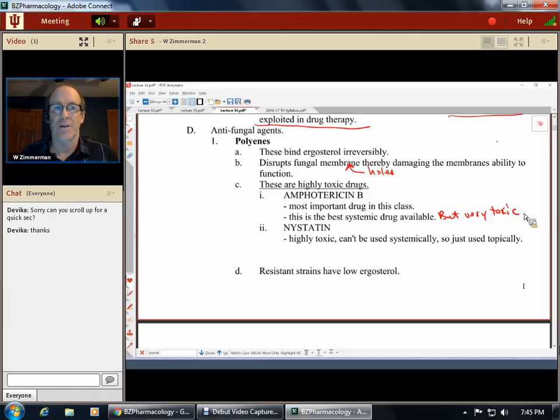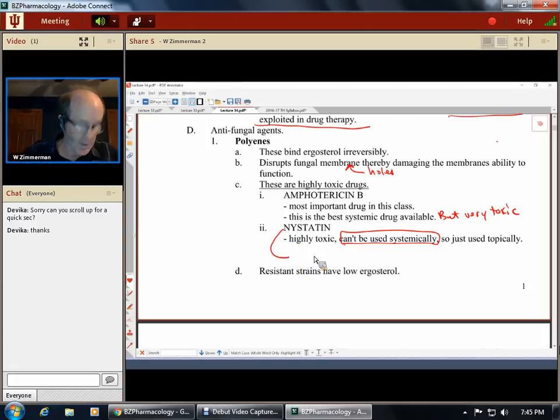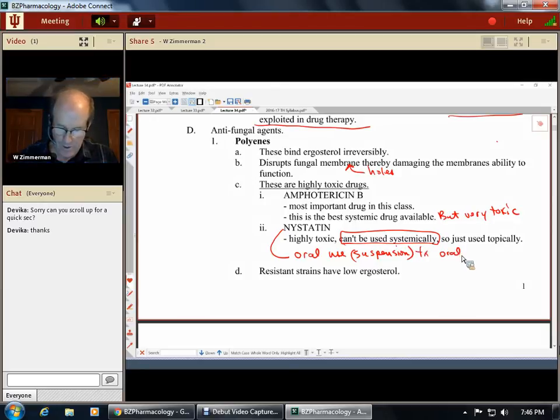Nystatin is so toxic, you can't use it systemically. This surprised me when I first became a pharmacist, because there I was watching the owner of the pharmacy dispense some nystatin for oral use for a patient. I was like, what? What is going on here? It is used topically, but it can be used orally. It's a suspension, so it's a liquid. You can have oral use to treat oral candidiasis.